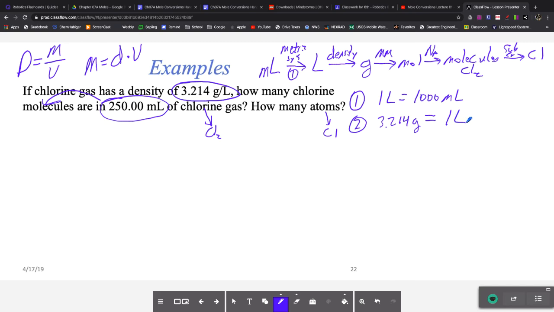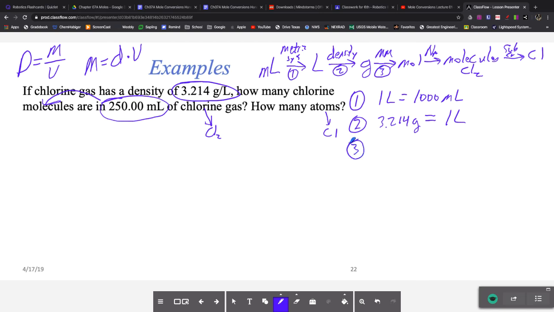So 3.214 grams per liter. It's that many grams in 1 liter. So that's going to be our second step. Our third step, change grams to moles, we're going to be using the molar mass.